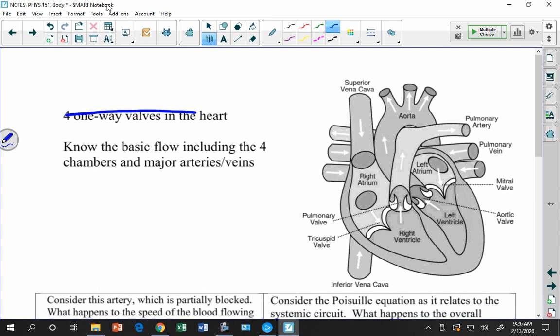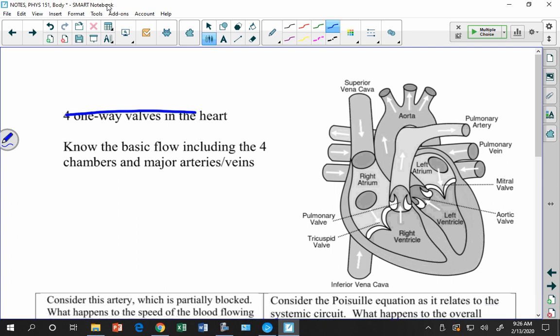I might give you a figure like this or something similar, ask you to identify the ventricles and the atria. I might ask you to identify the vena cava or the aorta or the pulmonary artery or pulmonary vein. I would show you the arrows and ask, which is this? Is this the pulmonary artery or the pulmonary vein? You can tell because the arrow is going away from the heart, right? The vein is coming into the heart. Same with the vena cava, that's where the blood is returning.